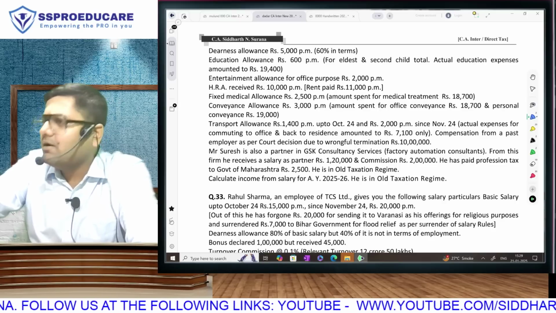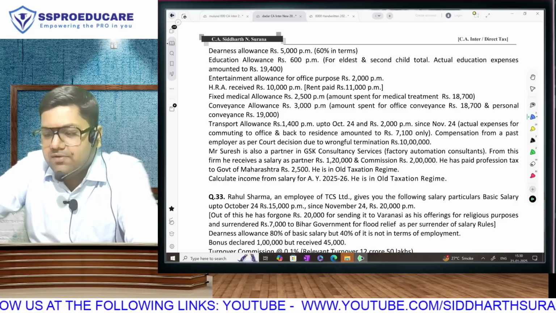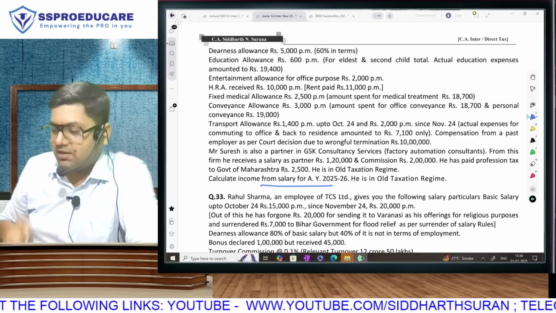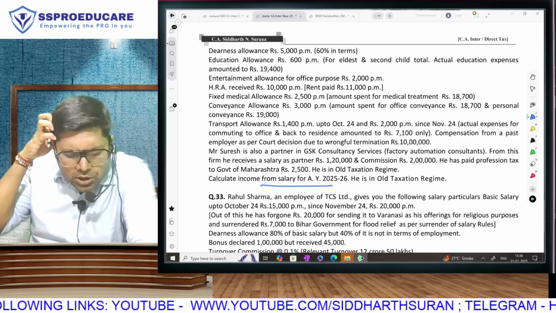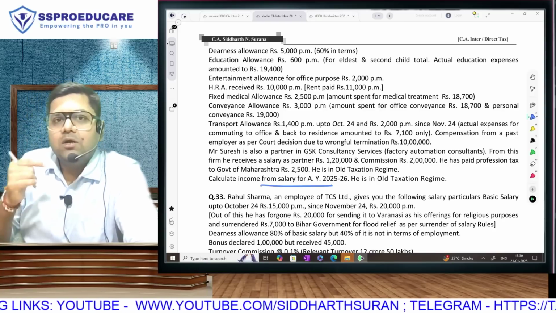The difference is standard deduction. In the new regime, there is an amendment. As you are aware, standard deduction will be 75,000. We have to do calculation of income from salary, means we have to do everything in the chapter. See, if you start thinking about everything together, sir, entertainment, sir, HRA, don't think about everything together. Think about one thing at a time.